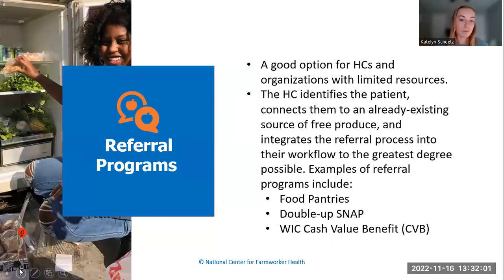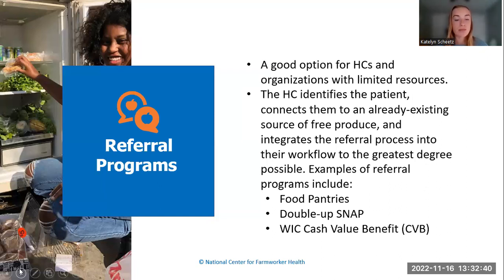And finally, we have referral programs. So this can be an excellent option for health centers with limited resources. And in this one, the health center identifies the patient, connects them to an already existing source of free produce, and integrates the referral process into their workflow to the greatest degree possible. So examples of partners that you would need to make this type of program work could be food pantries, Double Up SNAP, or the WIC cash value benefit programs.